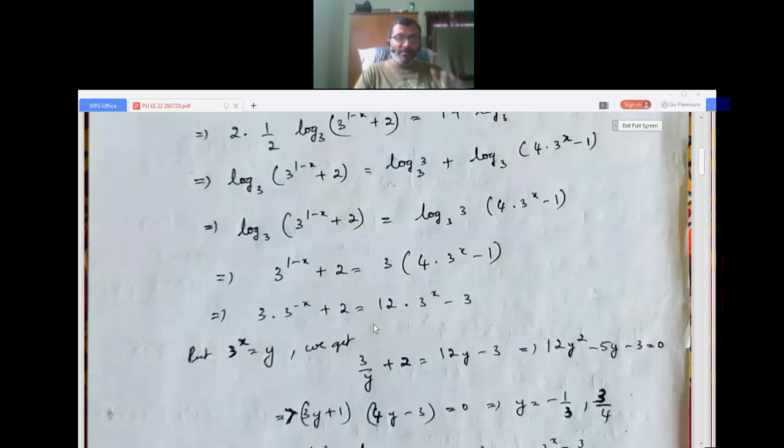Now what I will do, I will take 3 power x as y. This is all the simplification process. You have done it many times in your study of mathematics. Actually, you students have studied mathematics for approximately 12 years, so you know all these basic ideas.